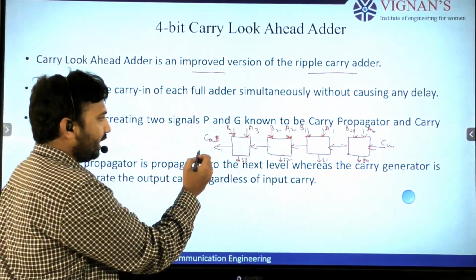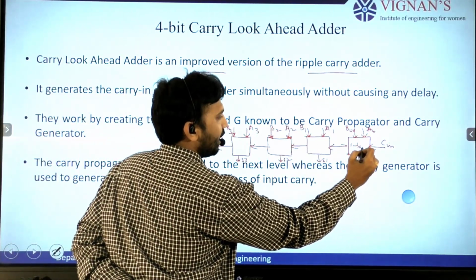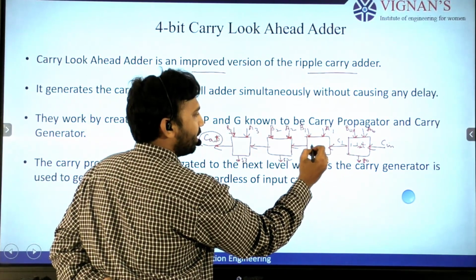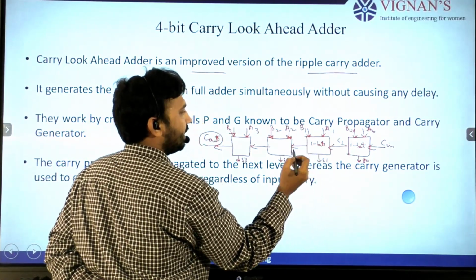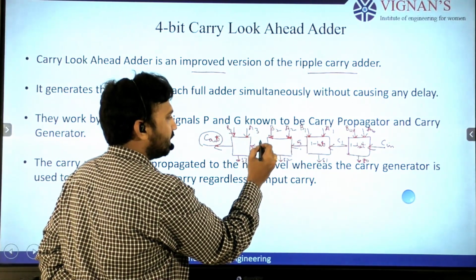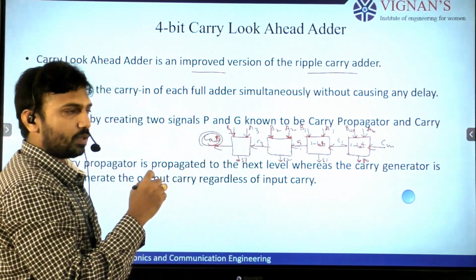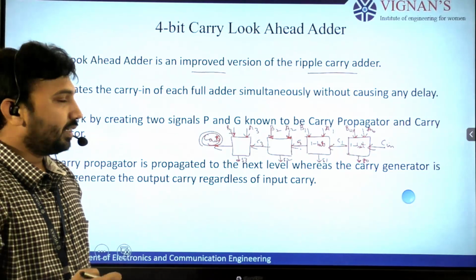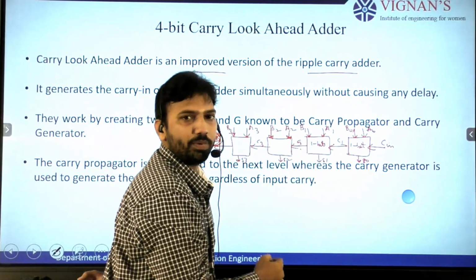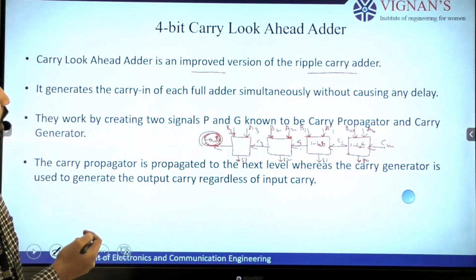Now for the final carry to be produced, the first bit full adder should generate a carry C1. Only then will the second one be evaluated and the second bit carry C2 be evaluated. Only after getting C2, the C3 will be evaluated, and finally the C out will come. The disadvantage with this one is the delay, because the final carry is dependent on the previous 1-bit full adders. So that is the reason why we will go for a carry look ahead adder.